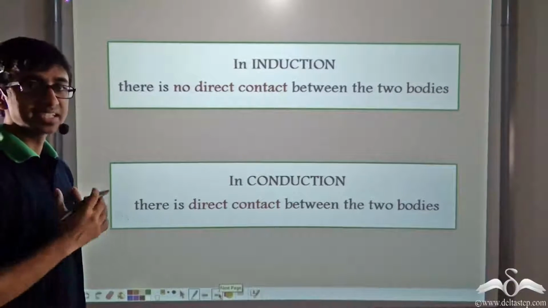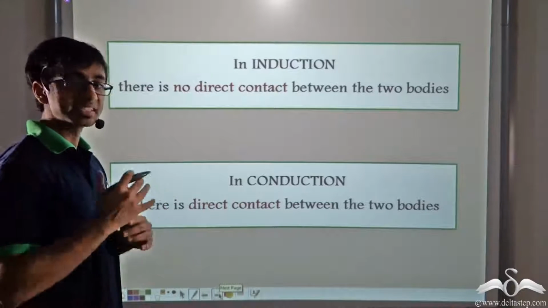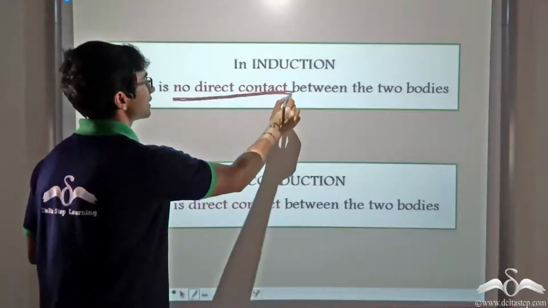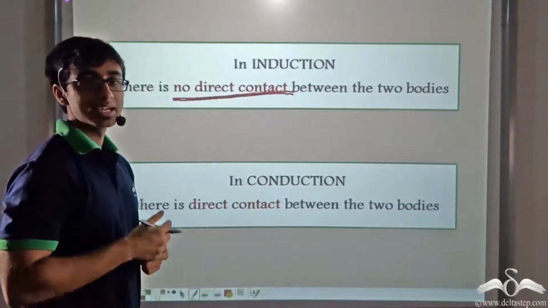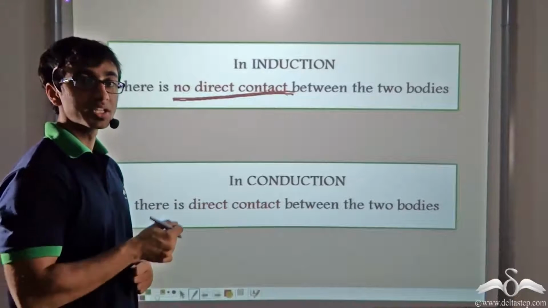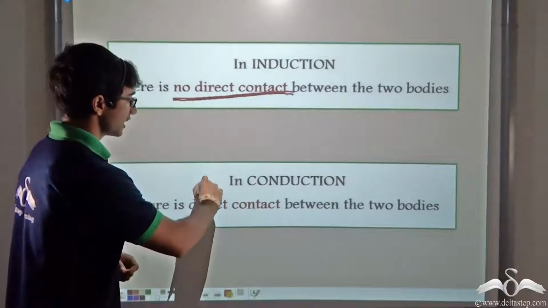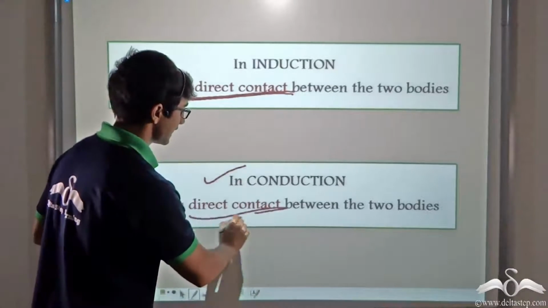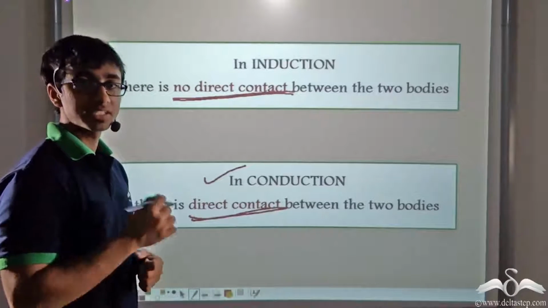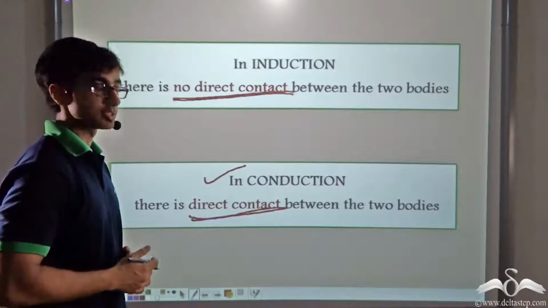So what is the basic difference between induction and conduction? The very basic difference is that in induction there is no direct contact between the two bodies. It happens when a positively or negatively charged rod is brought near the conductor but not touched. However, in conduction there is direct contact between the two bodies. That is, the negatively or positively charged rod is actually touched with the conductor in order to charge it.